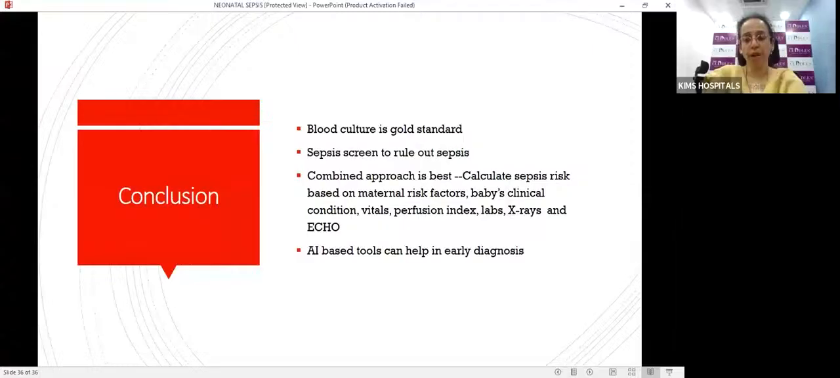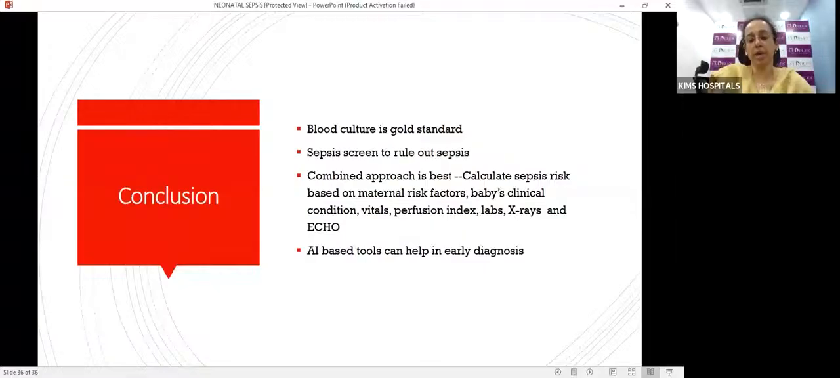We should have a brief idea about the different biomarkers, and we should also know that blood culture is the gold standard, and we should collect a sufficient quantity of blood. There is a technique to collect the blood culture, from where the sample should be drawn, how it should be done with aseptic precautions and sent to the lab, and then finding out the blood culture reports. Also, how the sepsis screen, a combination of two factors, will help us in ruling out sepsis, and how the combined approach is the best.